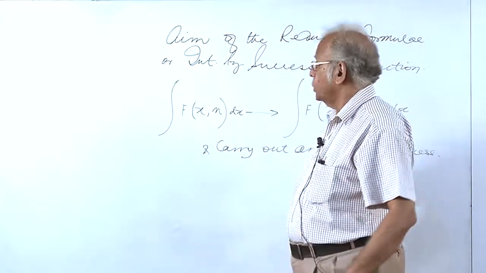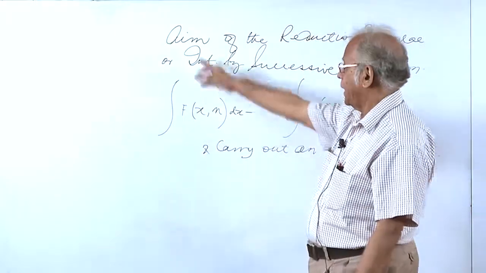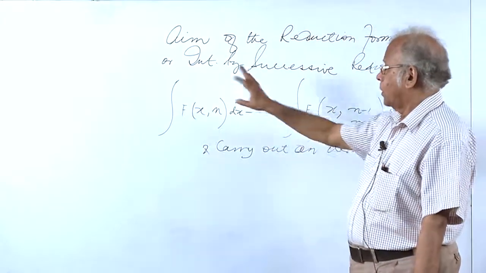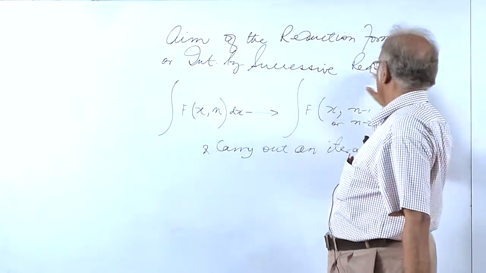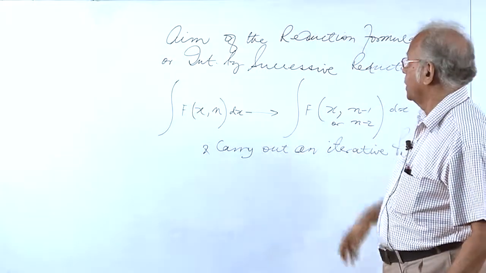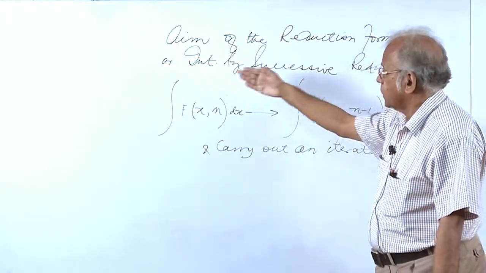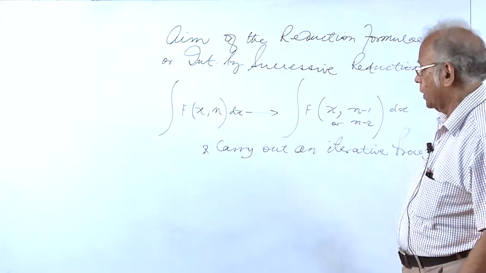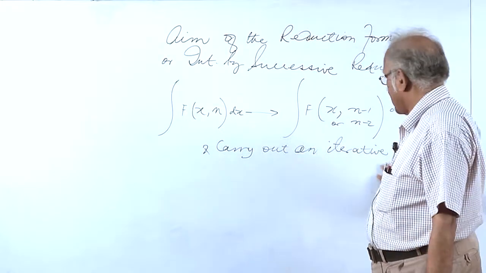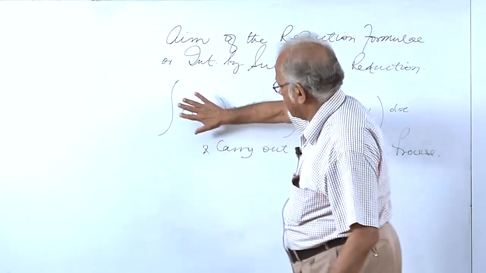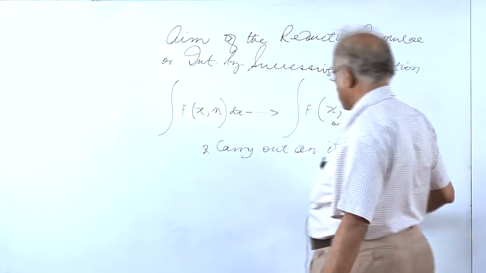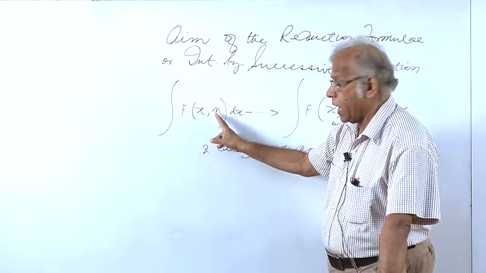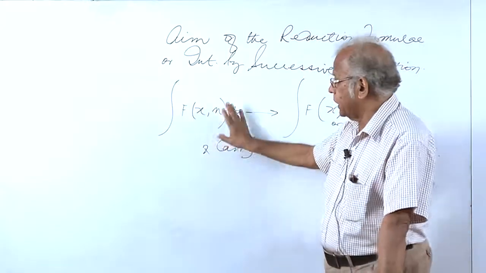Here I have tried to summarize the aim or the objective of the reduction formulae or integration by successive reduction. As we said before, reduction formula and integration by successive reduction are one and the same thing, two terminologies meaning the same thing. The objective is clearly summarized in this particular line, where we take an integral function of x having n as an index.